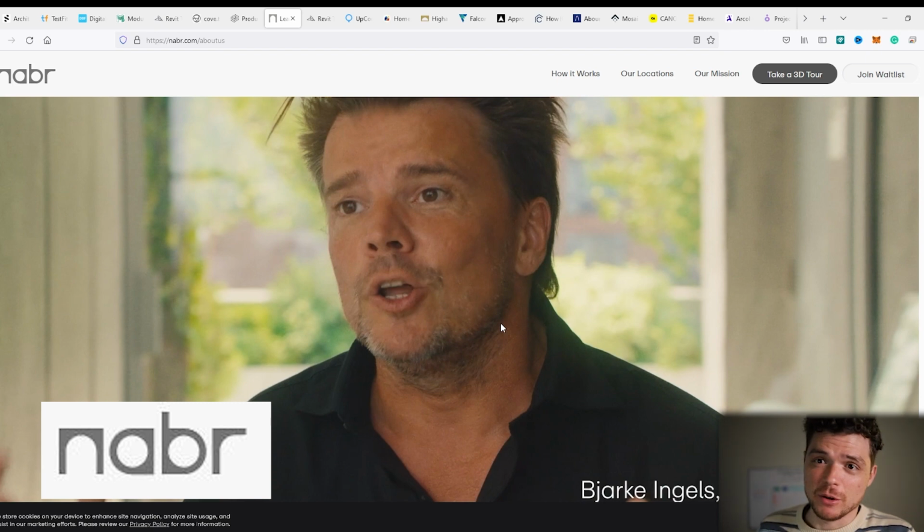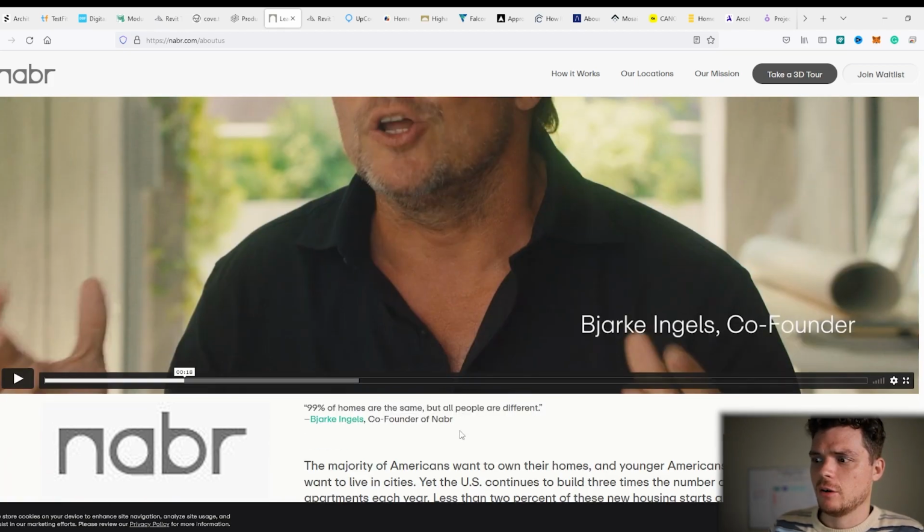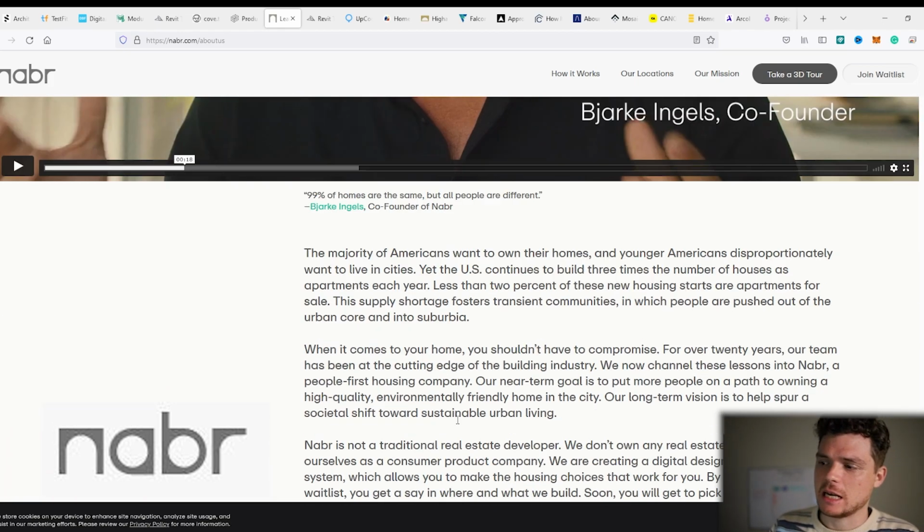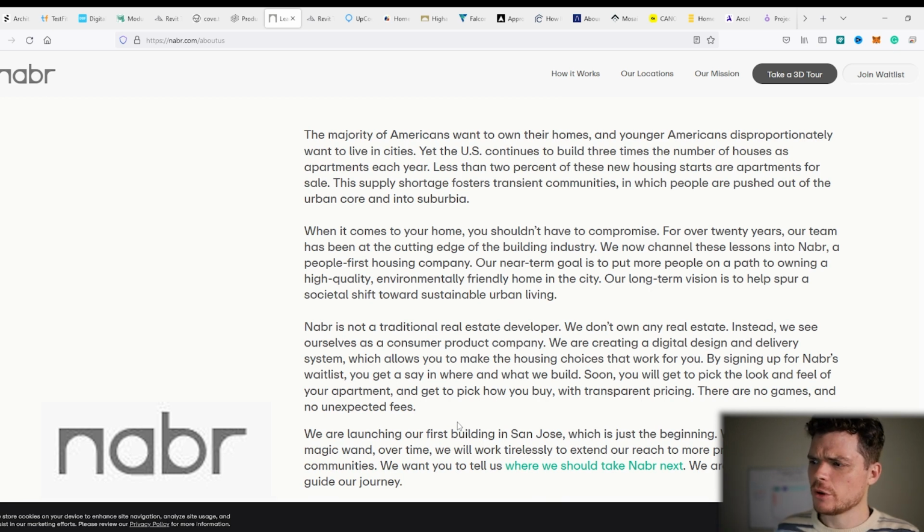Next up we have Neighbor, which is interesting because it's actually co-founded by Bjork Engels, a very famous and successful architect. And the idea here is to make home ownership more accessible. So it's unclear how exactly they're going to do this. They have this test prototype building in San Jose.